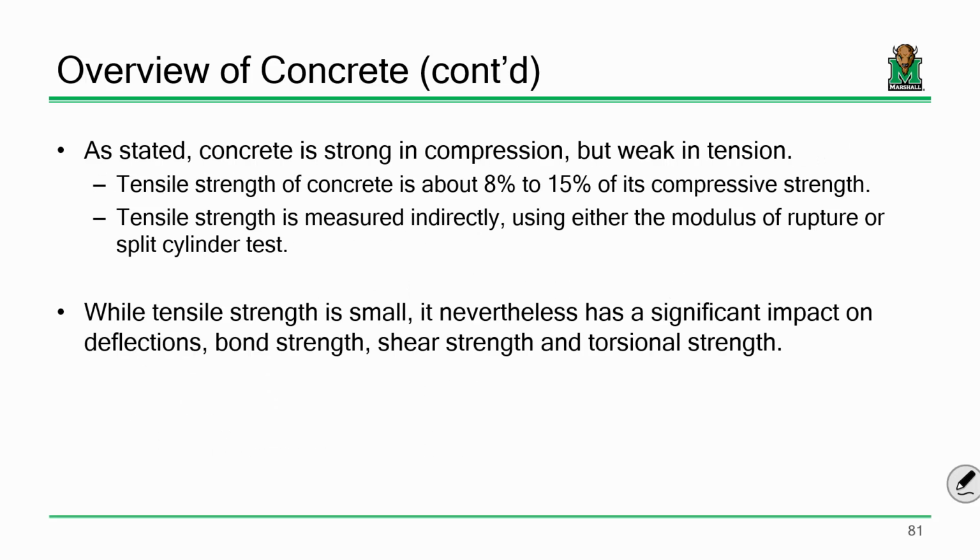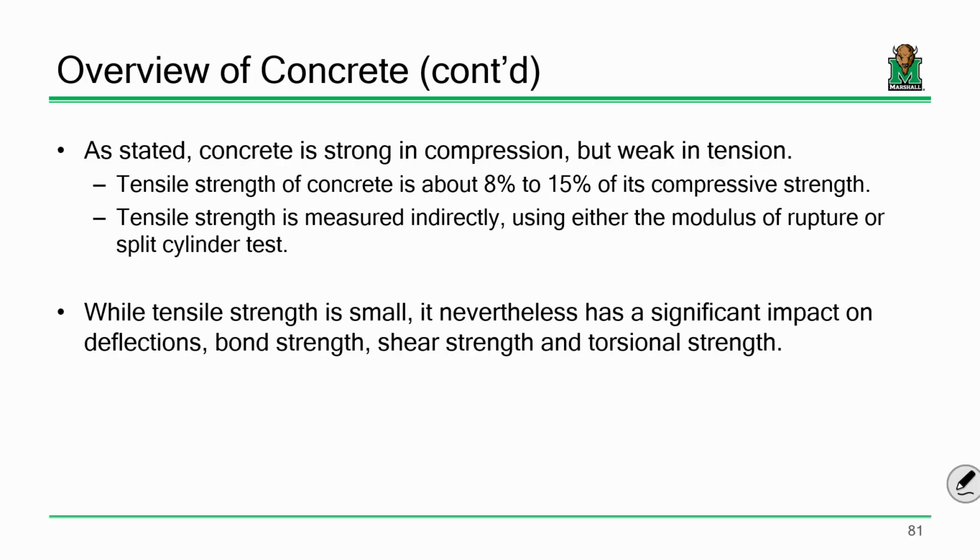Now, as I mentioned earlier, concrete is a material that is very, very strong in compression but very, very weak in tension. If you compare compressive strength to tensile strength in concrete, a good rule of thumb is that concrete is about 10 times as strong in compression as it is in tension. That's just the math of it.